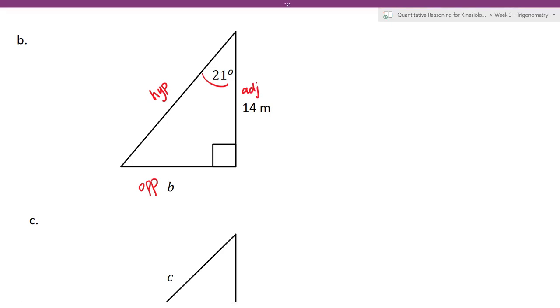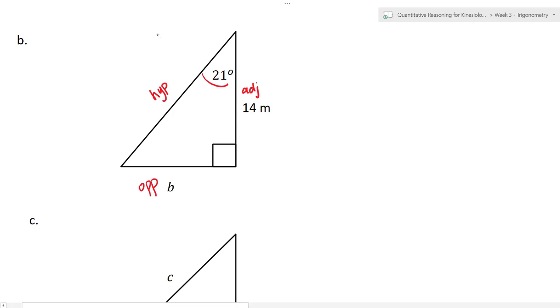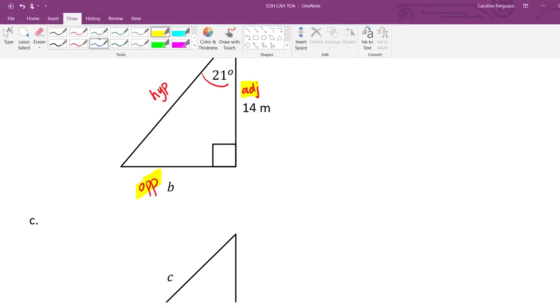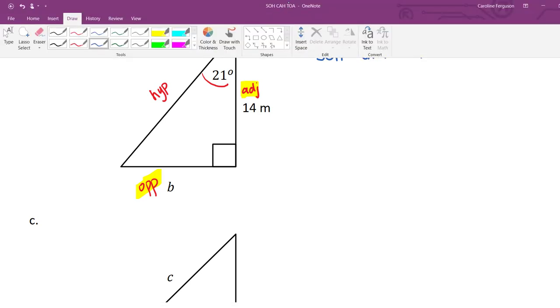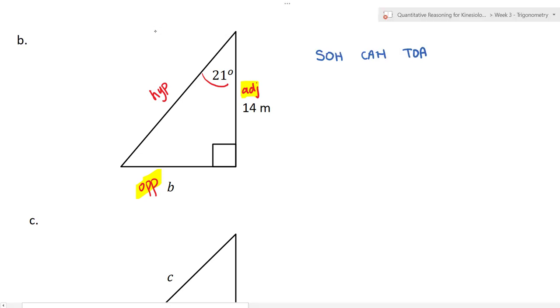Now we're going to identify which side we know and which side we want to know. We know 14 meters is the adjacent side. That's the side that we know the length of. And the side that we're looking for is B, which is the opposite. So if we write SOH CAH TOA, which of these is the one that we're going to use? It would be the one that has an O in it for opposite and an A in it for adjacent. So that would be TOA.